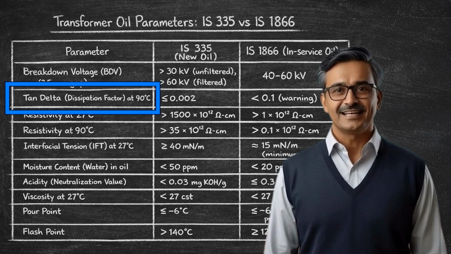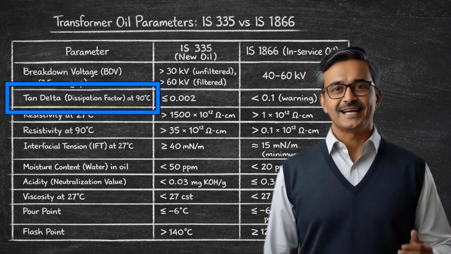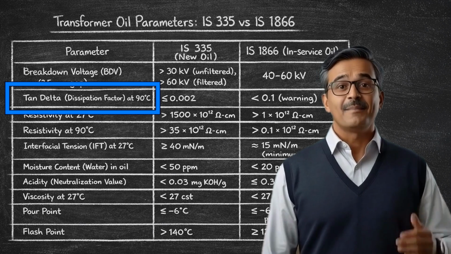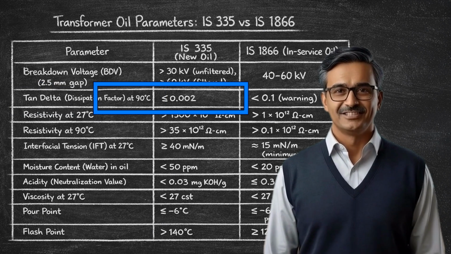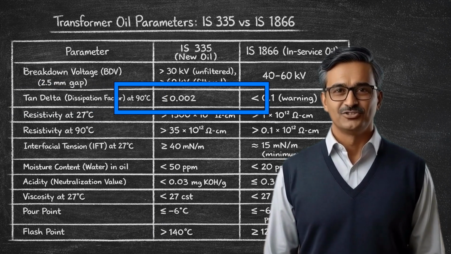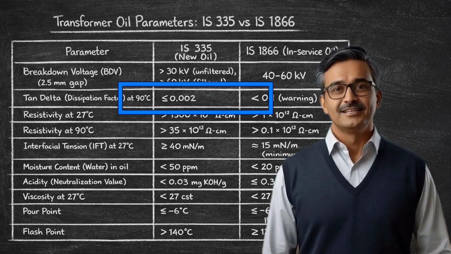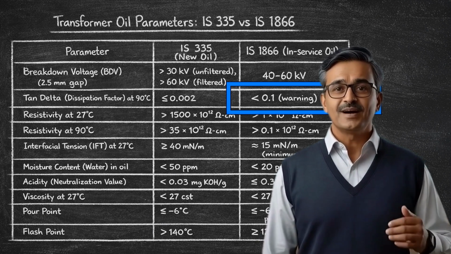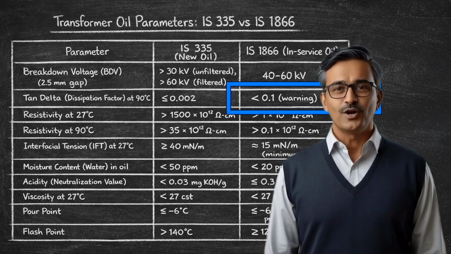Next is tan delta, also called dissipation factor. Tan delta indicates dielectric losses in oil. A higher tan delta means more leakage current and more heat loss. IS 335 recommends tan delta below 0.002 at 90 degrees Celsius for new oil. In-service oil should remain low and values above 0.05 show contamination. A warning limit is around 0.1.